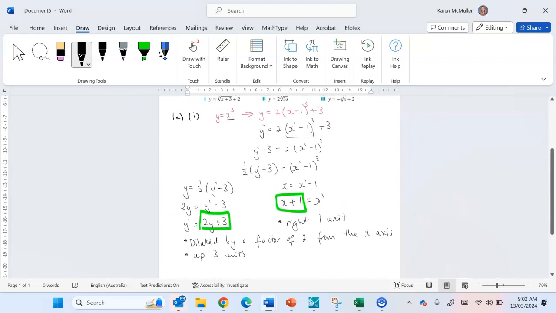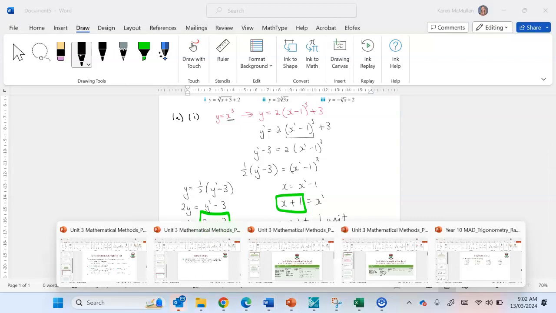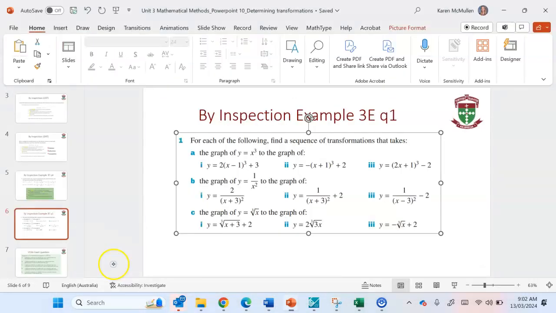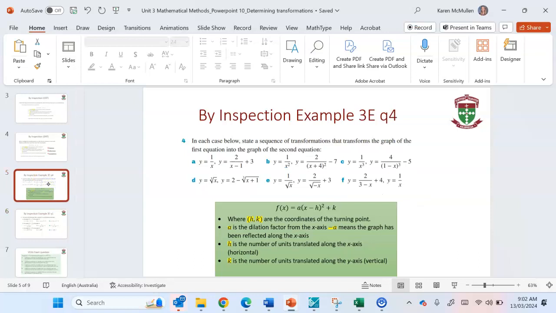Now, if I was doing it by inspection, now this was on my PowerPoint. Let me just go back to the PowerPoint. Let's make sure I've got the right one. All right, and let's have a look at your basic. So if we look at the green box, we can see a parabola. All right, it's in turning point form, so that means we can see the transformations.